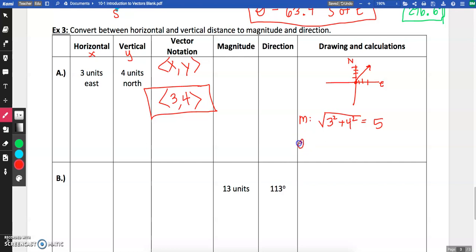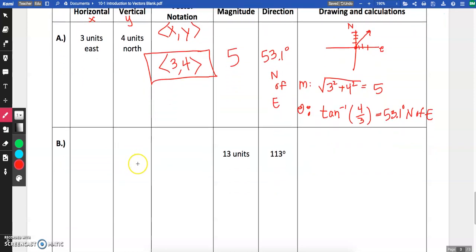The direction I can find by doing inverse tangent of 4 over 3. Type that in my calculator, I get 53.1 degrees, and then I look at my picture, I'm going north of east. Okay, so you can fill these in here. 53.1 degrees north of east, not the biggest boxes.